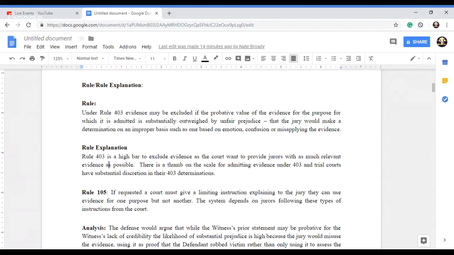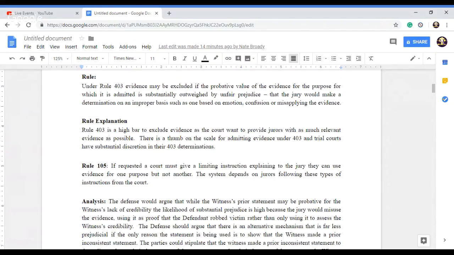403 is a high bar to exclude evidence, as the court wants to provide jurors with as much relevant evidence as possible. There is a thumb on the scale for admitting evidence under 403, and trial courts have substantial discretion in their 403 determination. So here's a rule explanation for understanding the policy. We're generally going to be allowing evidence in, and again it tells you that the trial courts have a lot of discretion.